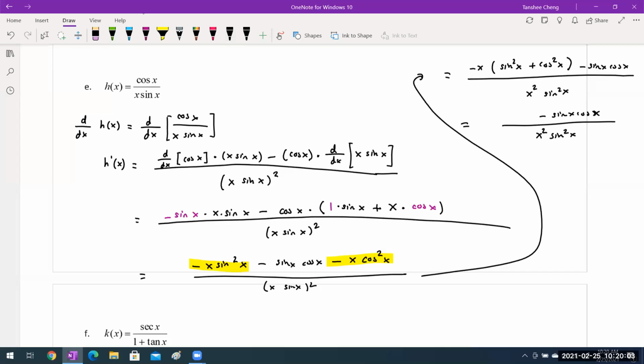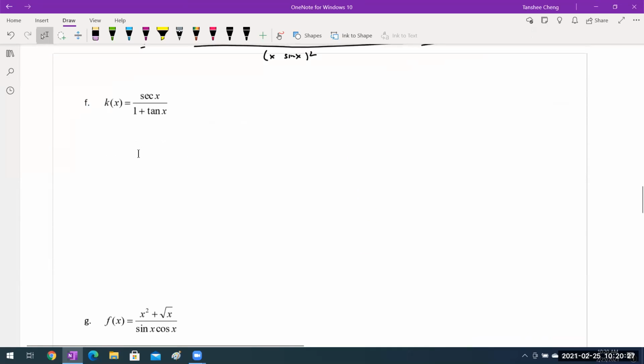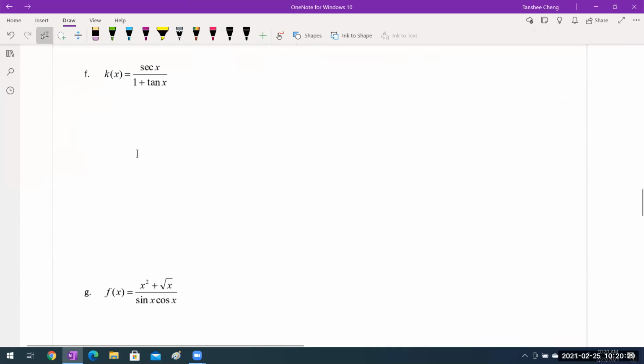So negative x times 1 will be what? Just negative x. So this will be my final simplified form. Okay. That I will leave. You can continue, but I don't see that we should, from this point on. Next example, example F.